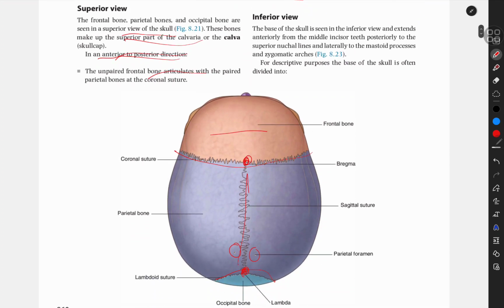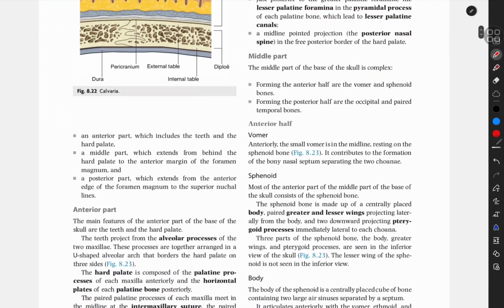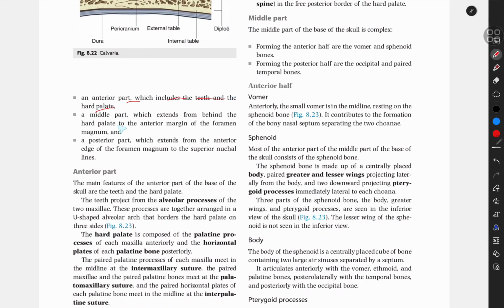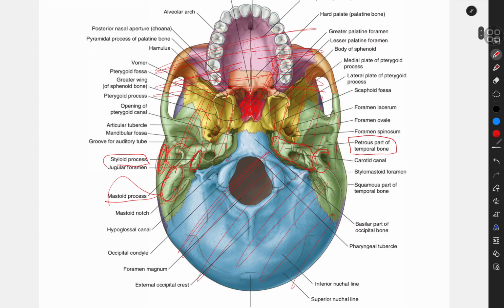Inferior view. The base of the skull is seen in the inferior view and extends anteriorly from the middle incisor teeth posteriorly to the superior nuchal lines, laterally to the mastoid process and zygomatic arches. For descriptive purposes, the base of the skull is often divided into an anterior part, which includes the teeth and the hard palate, a middle part, which extends from behind the hard palate to the anterior margin of the foramen magnum, and the posterior part, which extends from the anterior edge of the foramen magnum to the superior nuchal lines. So, anterior part, middle part, posterior part.